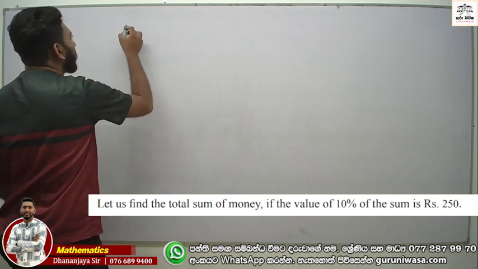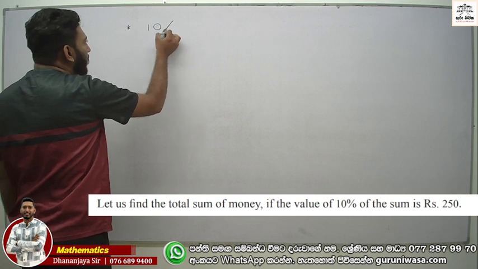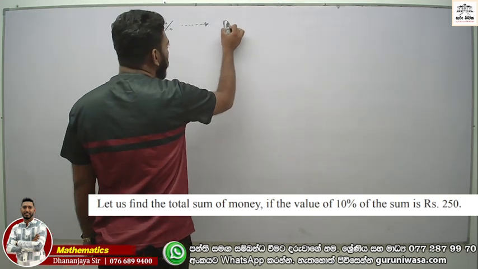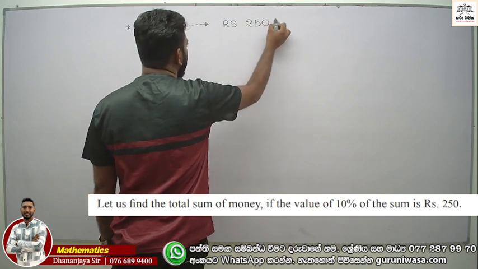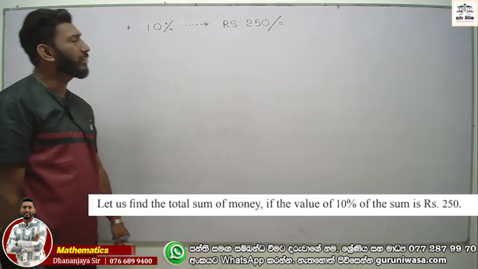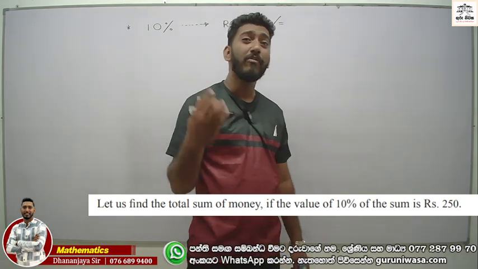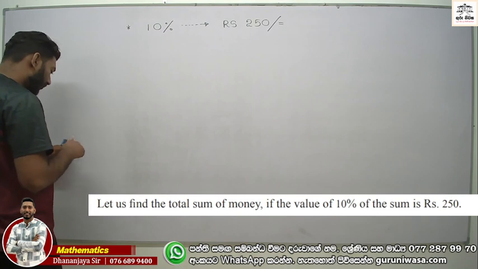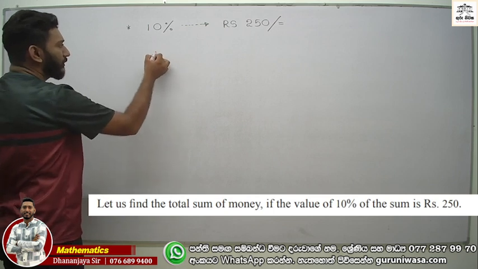Now we are going to use the unitary method. 10% is equal to 250 rupees. What is the unitary method? You need to find the answer for 1%. Therefore, I'm going to use the unitary method and find the value for 1%.